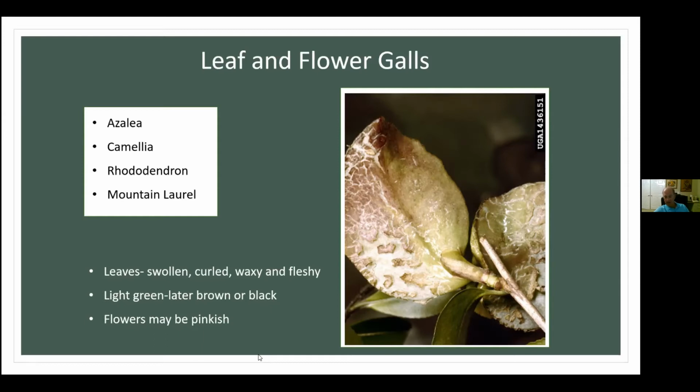Lower leaves on plants are usually the most seriously damaged, but under humid conditions and in shaded locations, galls may occur at the ends of upper branches. Azaleas, rhododendron, camellia, mountain laurel, and blueberry plants are susceptible.